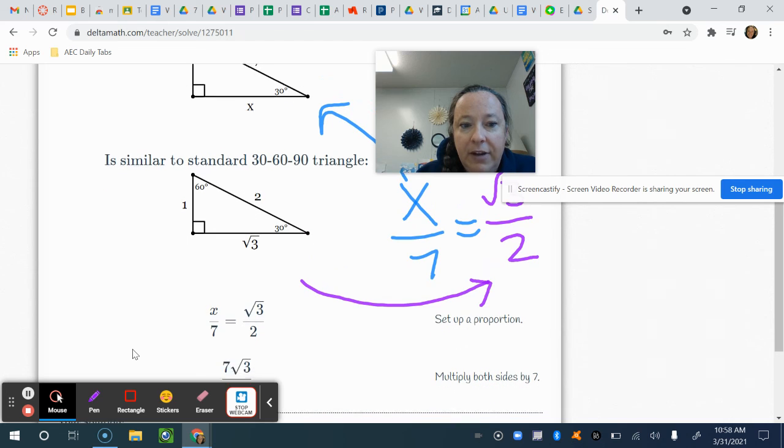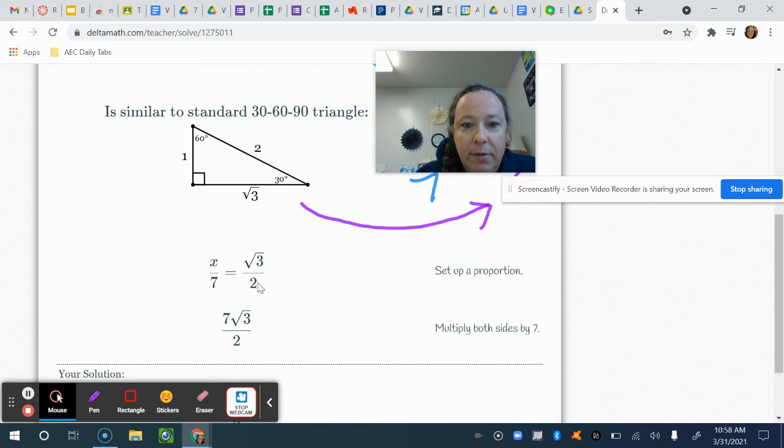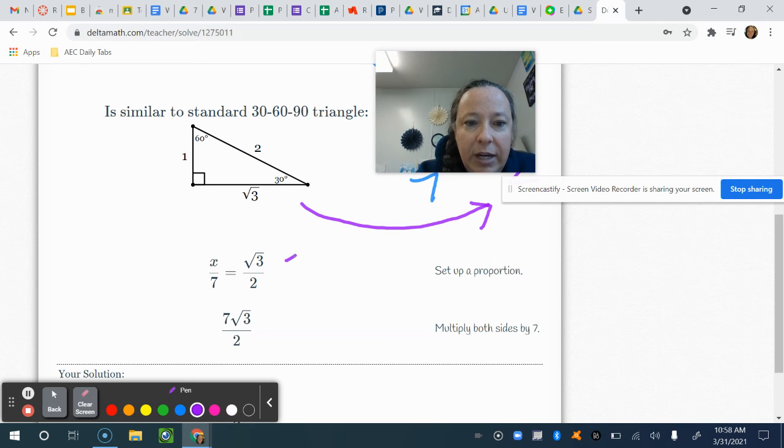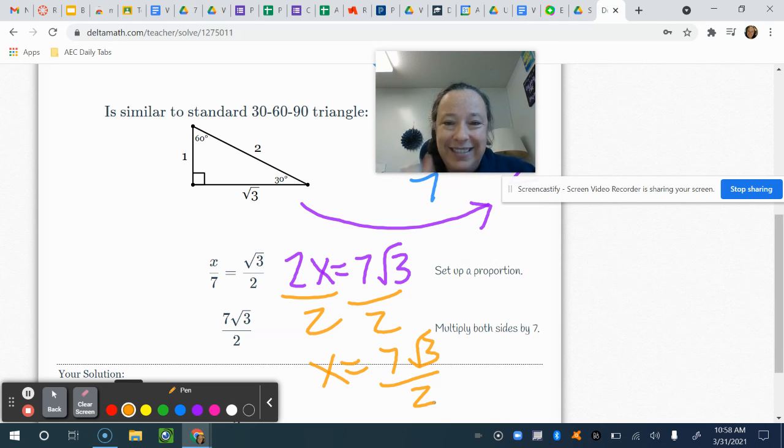And there we go. See, they've got that same setup that I had in blue and purple. They have it right here, and they cross multiply. They actually didn't show the step after the cross multiplying. You would get 2x equals 7 radical 3, and then you would have to divide by 2, and you get x is 7 radical 3 over 2 like we got. So I just wanted to show you that you can set it up as a proportion.